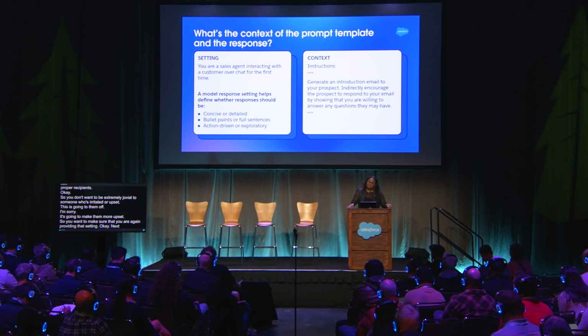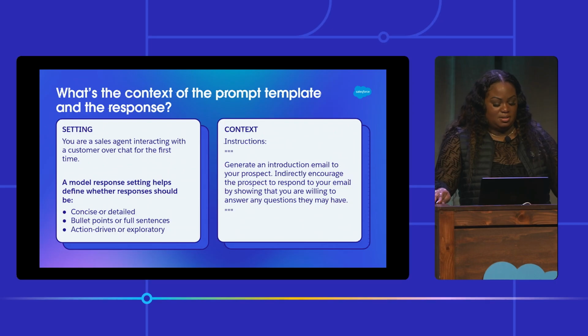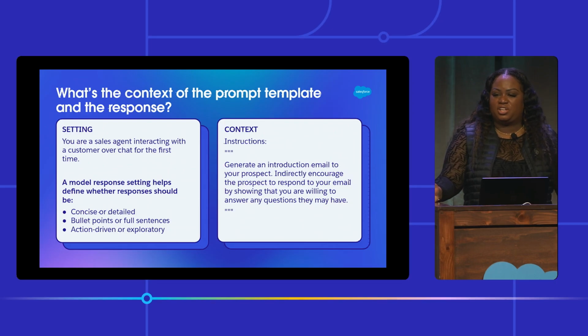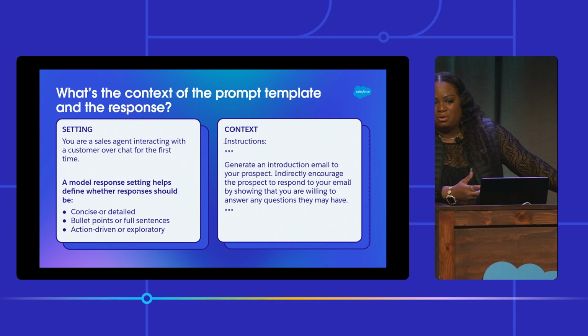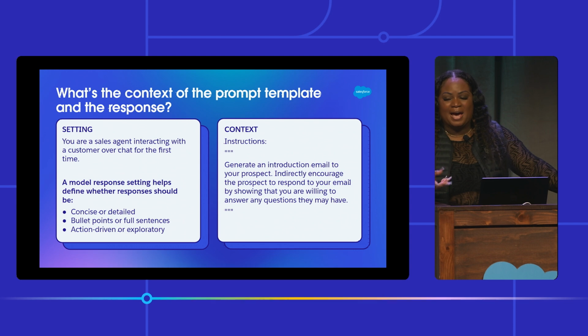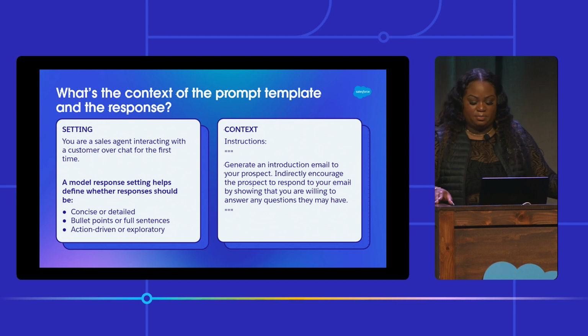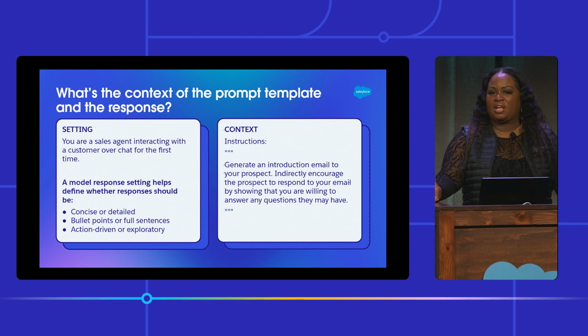Okay, next question. What's the context of the prompt template and the response? Essentially, you're giving it context. You're a sales agent interacting with a customer over chat or over the phone, over email. You want to tell it exactly what channel. You want to be as precise as possible. It's very important because if you're on chat and you're talking about an email, of course, it doesn't look good for your organization. In the prompt template, this is just a free text field.